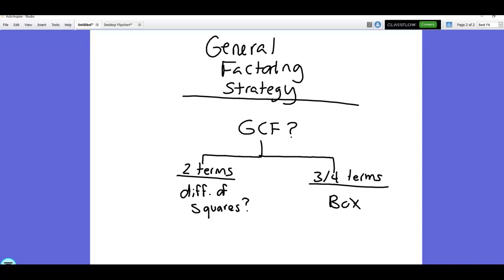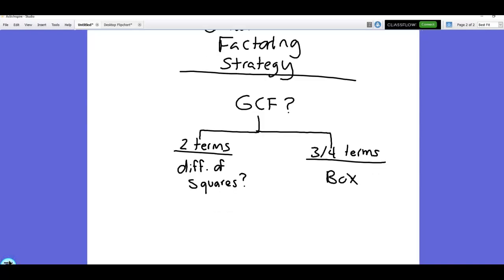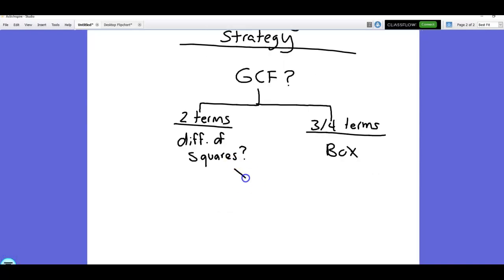Now at that point, you may not be done. You may have to factor a little bit more. Can we keep going? So in other words, after you do the box method, you get two binomials, right? Well, maybe one of those binomials is the difference of squares. Okay? So you got to keep factoring until you can't factor anymore.